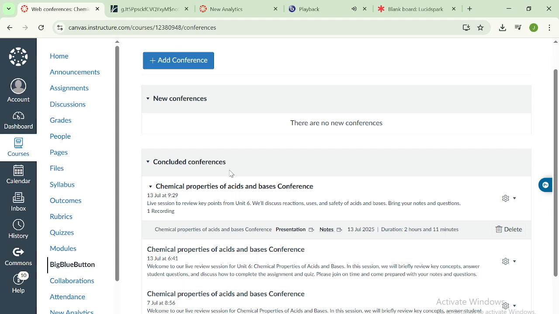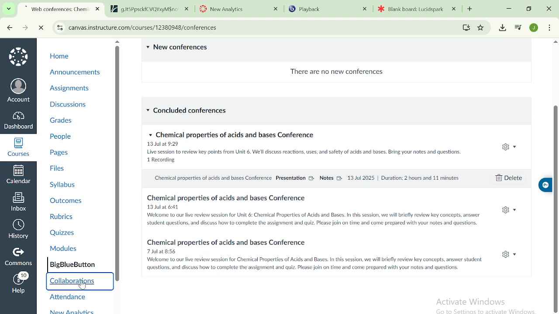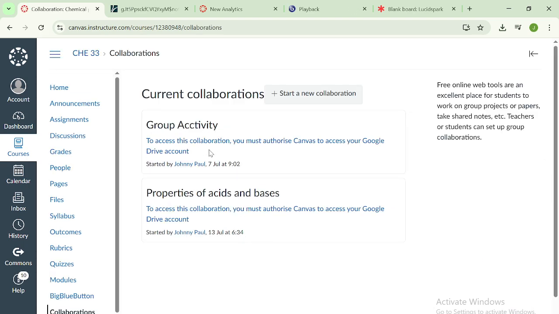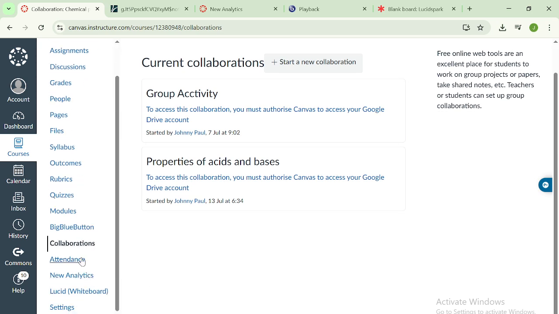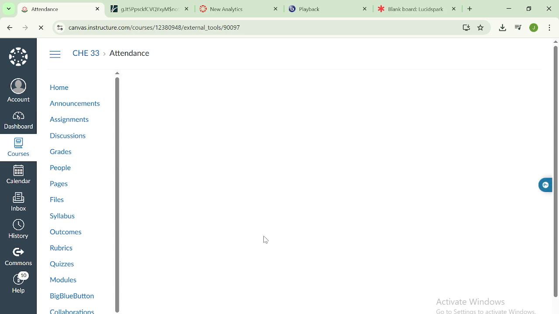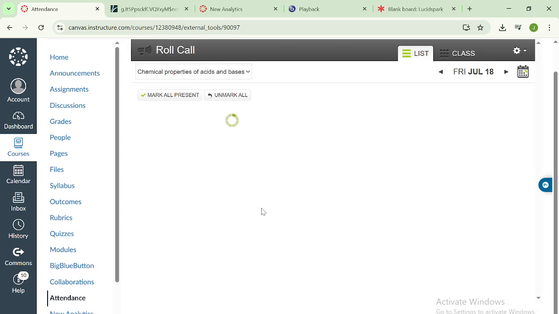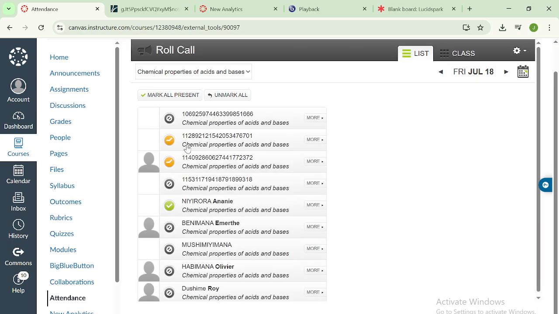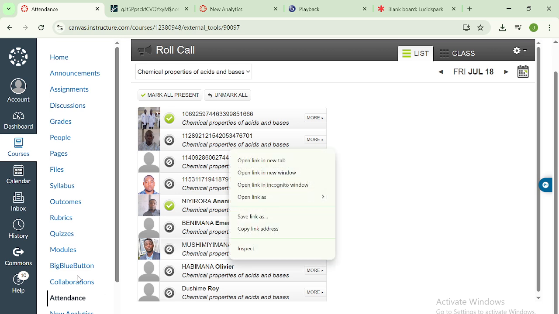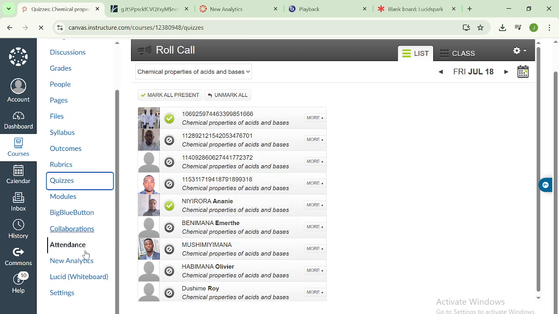and as we continue, for collaboration, I used Google Documents. You can see the collaboration one which was concluded on the 7th of July, another one on the 13th of July. Attendance also was tracked to see how students are participating in the lesson. As you can see from here, I was able to mark or tick the students who are attending or the ones who have not attended. And also there is the analytics.